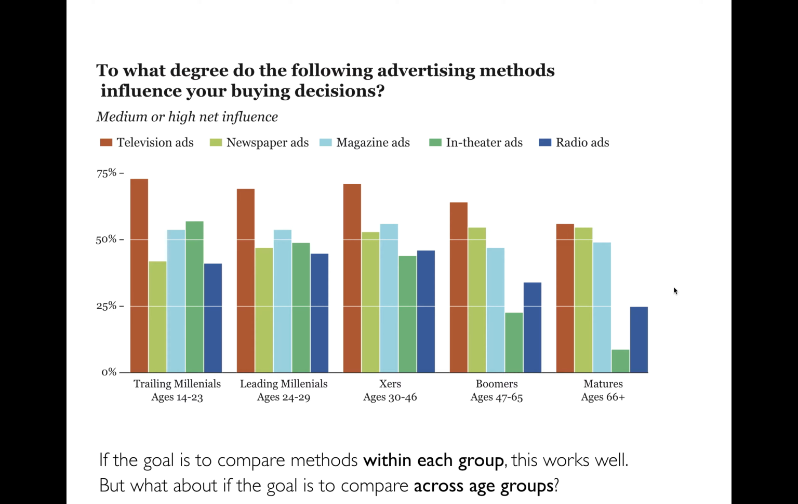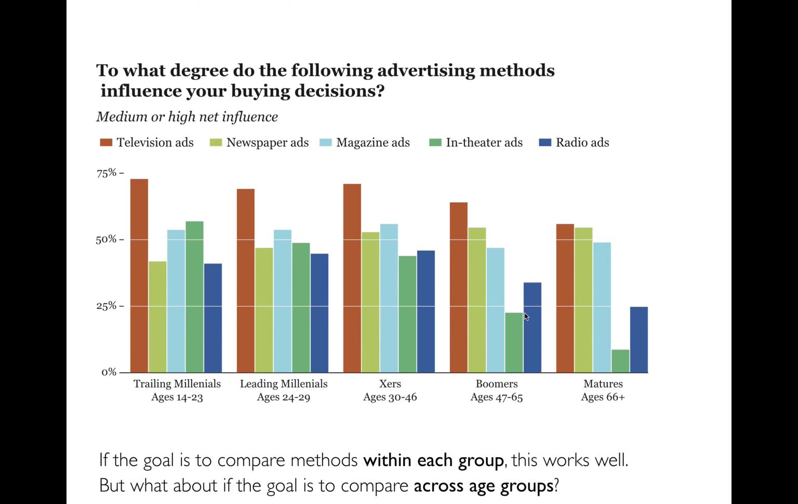So the question we could ask here is whether it is more important to be able to compare methods of delivering advertisement, like television and newspapers, within each age group. In which case this chart is fine, because as I said before, I can focus just on very young people and then compare the different bars of different colors, etc. Or I can focus my eyes on boomers and then compare the different bars within boomers. So if the goal is to compare the methods of delivery, the media, within each age group, this bar graph works really well.